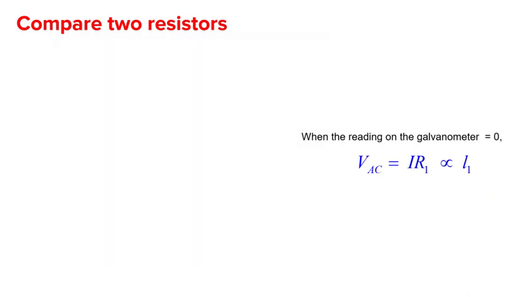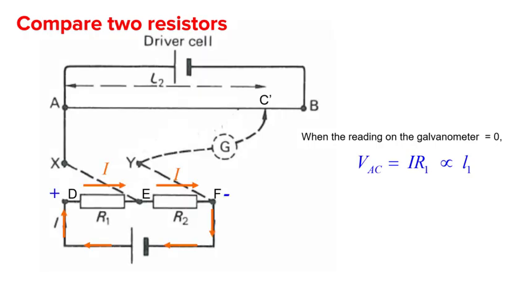We then repeat the experiment and find the potential difference across R2 by connecting XY now across R2. At the balance point, the PD across R2, which is IR2, is proportional to the new balance length L2. With these two equations, we can now write R2 over R1 equals L2 over L1.